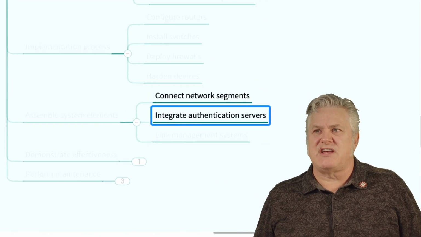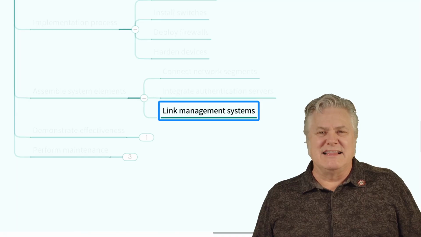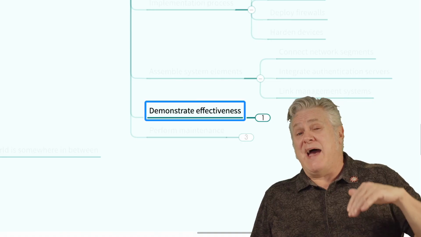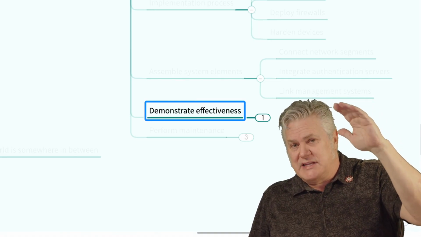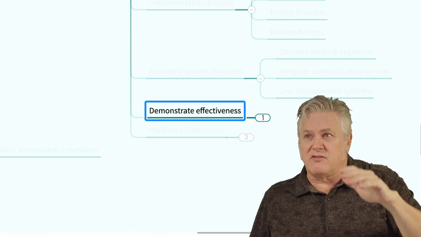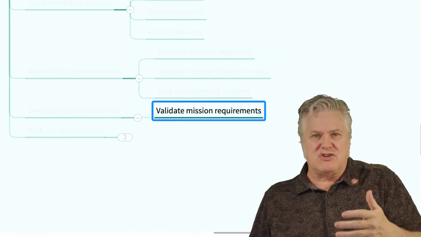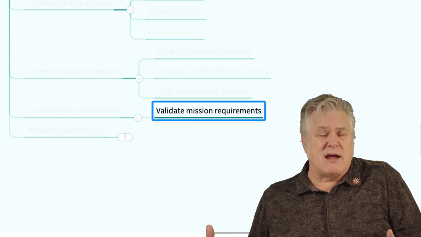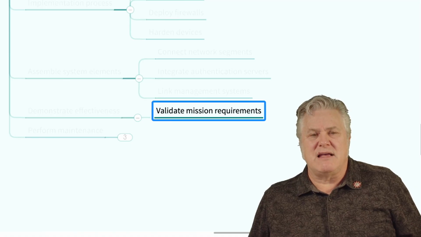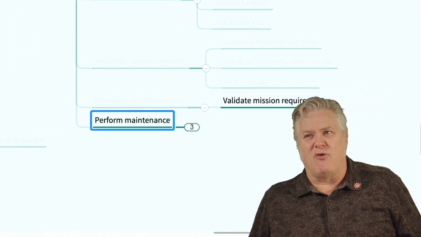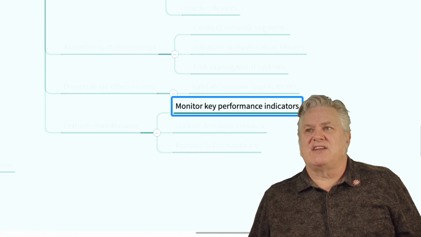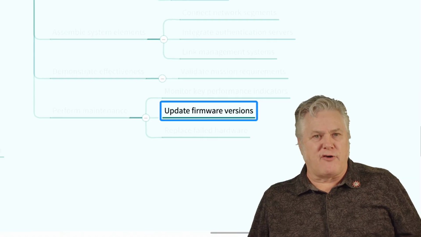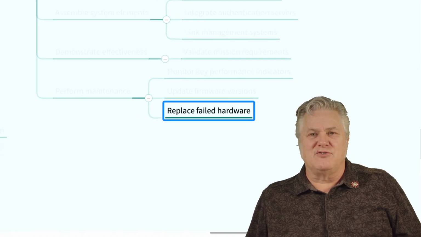Then we're going to assemble all of the system elements. This is connecting the network segments, integrating authentication servers, and link management systems if we have those in place. We then have to go back to the original statement of what people needed, what the business requirement was, and demonstrate that by validating the mission requirements are achieved under different loads. This will require you sometimes to bring in testing equipment that you don't necessarily have on site. Then you're going to perform maintenance against all of this. You're going to monitor the key performance indicators across your entire network, update firmware versions, and replace failed hardware.